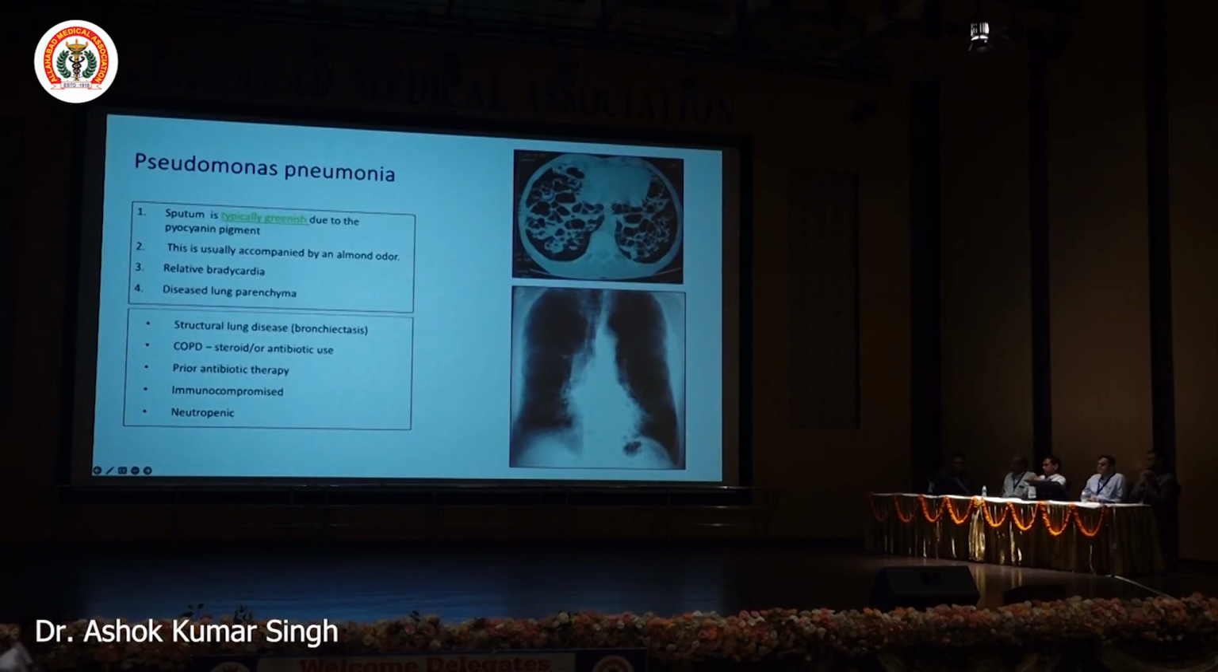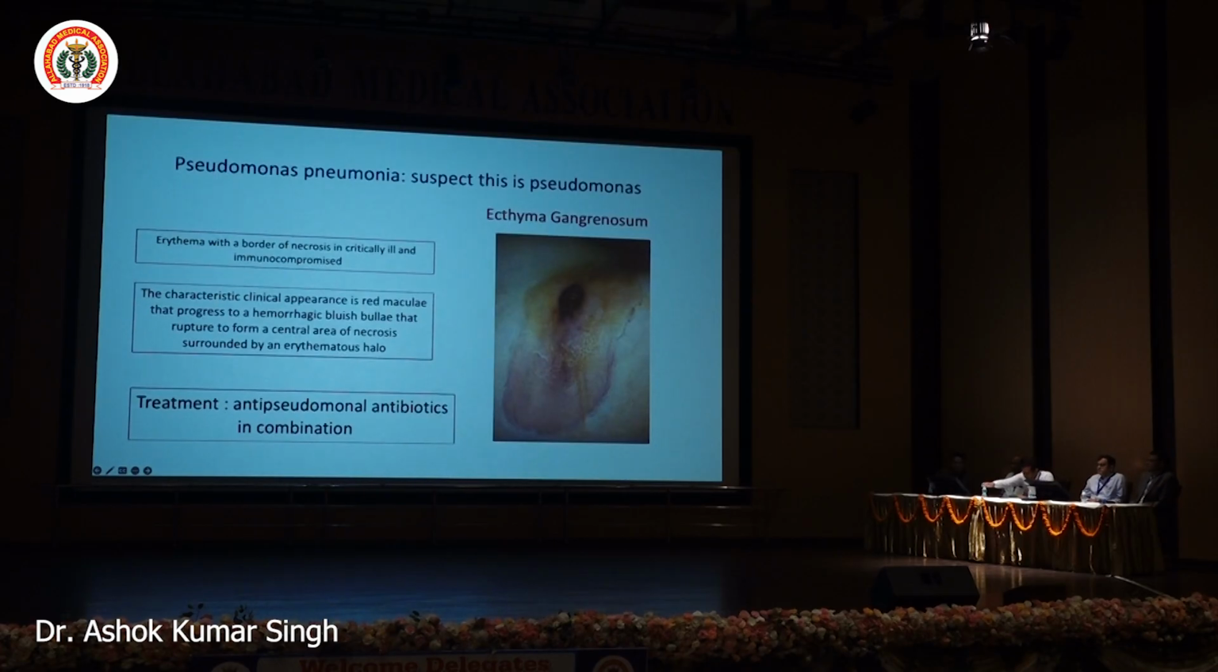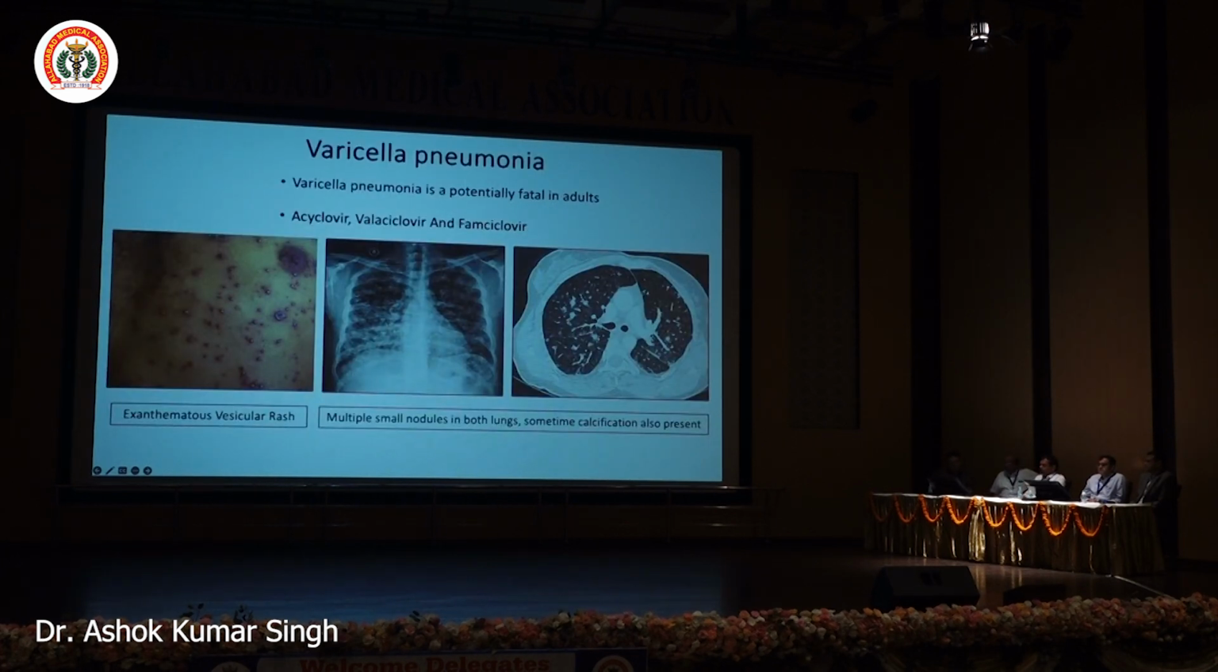In case of Pseudomonas, the patient is less toxic, but the sputum production is significant, the greenish sputum, and the patient has baseline diseased lung, maybe bronchiectasis, maybe COPD. And this is a very typical sign of Pseudomonas, what we call ecthyma gangrenosum. If it is present, by seeing this sign in a patient of pneumonia, we can say this patient probably has Pseudomonas.